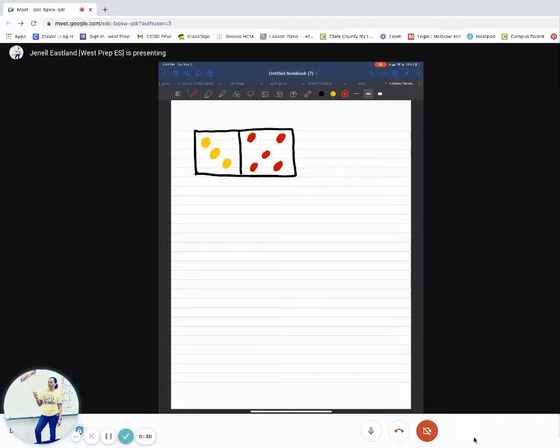Who can give me a number sentence that matches this domino? Can I do? Yes, you can. 3 plus 5. So we can have 3 plus 5, right? Now, what else do we need to complete this number sentence? Johnny? Messiah, what else do we need? 8. 3 plus 5 equals 8.